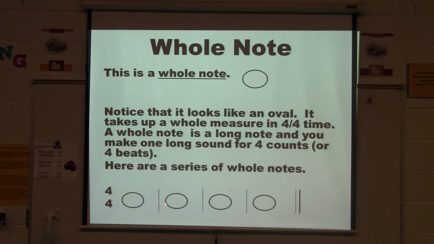We need to separate them with bar lines, and of course we need to have our double bar line at the end to let everybody know it's time to stop. Remember, I said a whole note is a long note. You make one long sound for 4 counts or 4 beats.